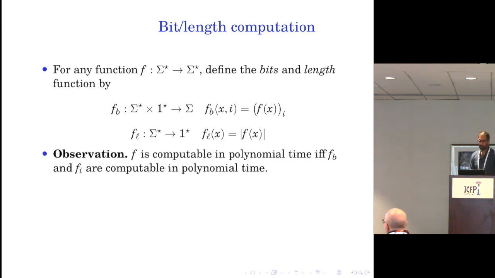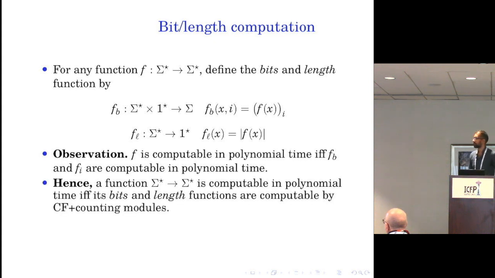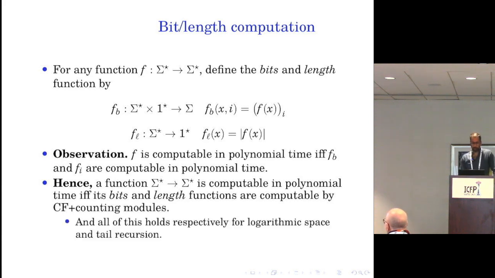And the observation is that f is computable in polynomial time if and only if its bits and length functions are, which immediately gives us a characterization that a function is computable in polynomial time if and only if there are cons-free plus counting module programs which compute its bits and length function respectively. Okay, and this is just immediate from a minor extension of Neil's original result. And all of this holds respectively for logarithmic space and tail recursion.